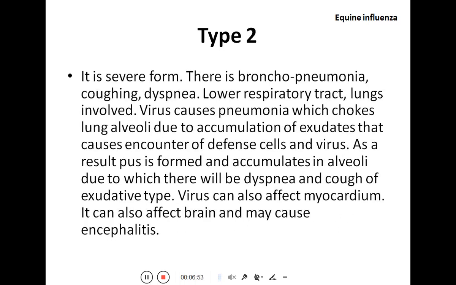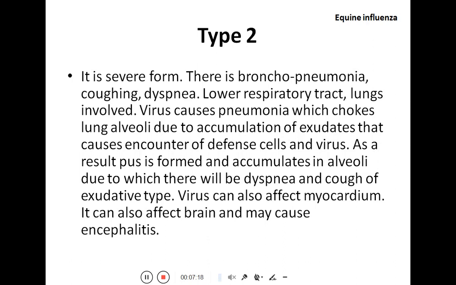Coming towards the type 2 infection, it is severe in form, and there is bronchopneumonia, coughing, and dyspnea. The lower respiratory tract is involved, the lungs are involved, and the virus causes pneumonia, which chokes the lung alveoli due to accumulation of exudate that results from the encounter of defense cells and virus.